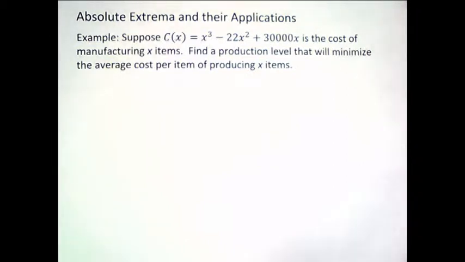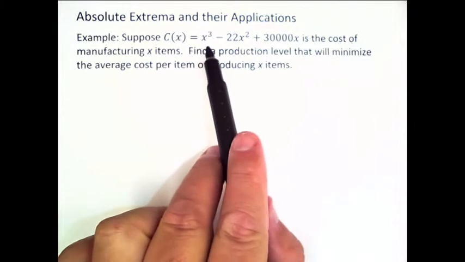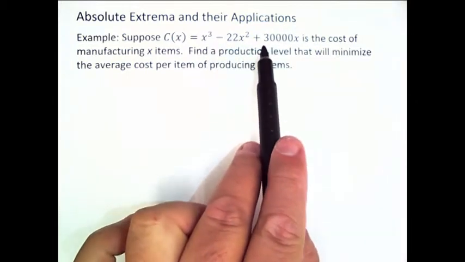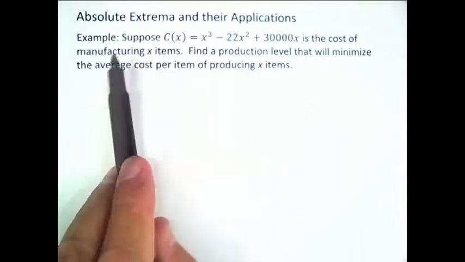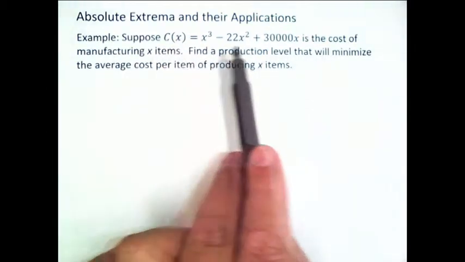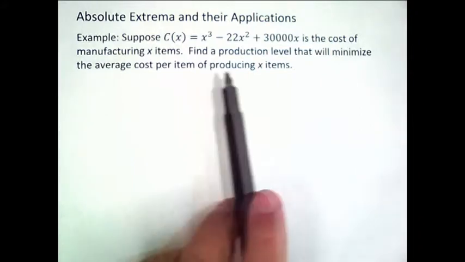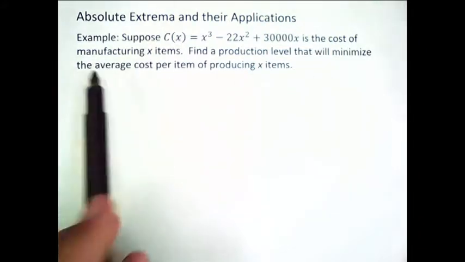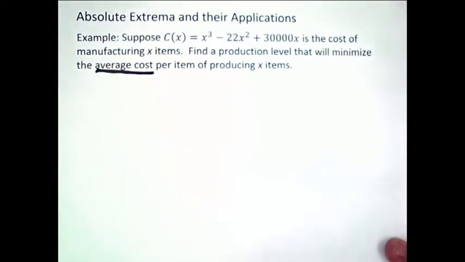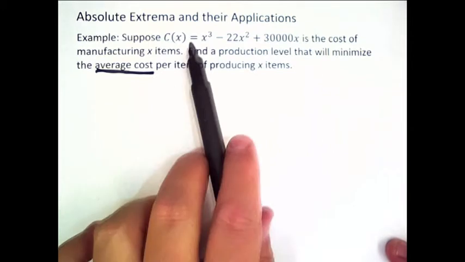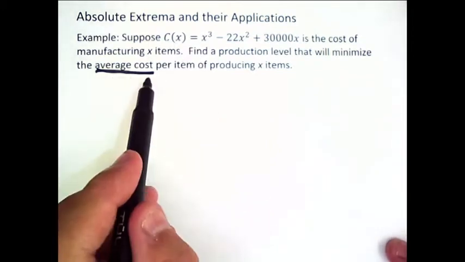Suppose C of x is equal to x cubed minus 22x squared plus 30,000x, and that is the cost of manufacturing x items. We call that the total cost function. Find a production level that will minimize the average cost per item. Now, be careful here. We're not minimizing cost, we're minimizing the average cost.